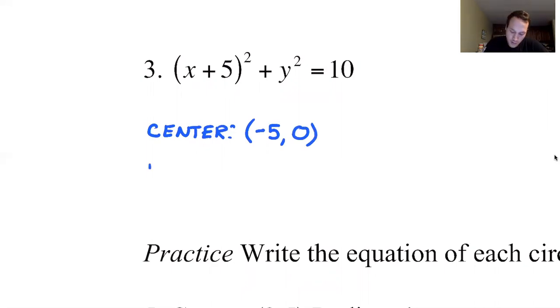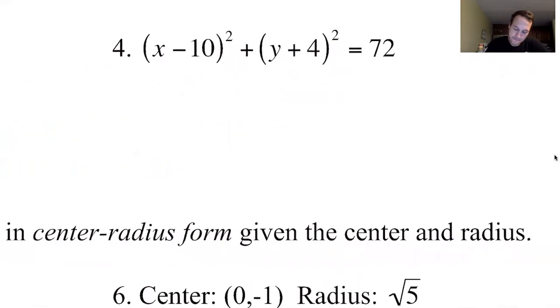Okay? The radius we find the same way every single time. The radius, we take the square root of what comes after the equal sign, and we simplify if possible. Radical 10 doesn't simplify, so I leave it alone. Last one here. I'm going to let you guys do this one yourselves. Be careful on the radius.